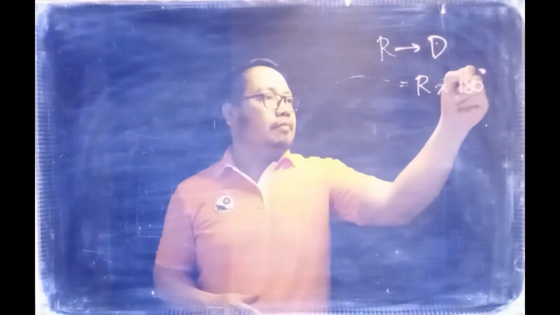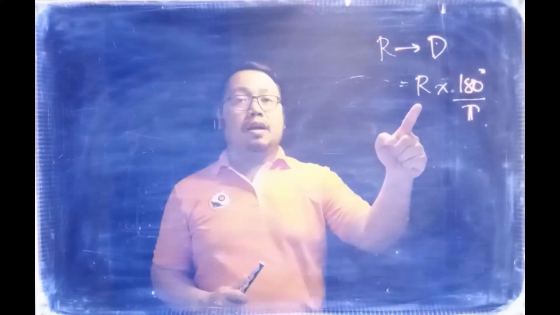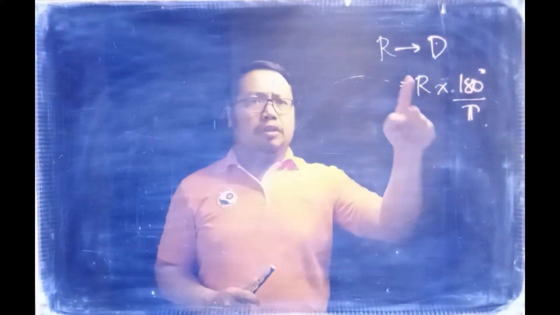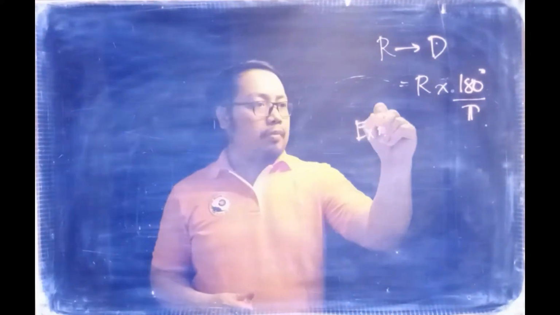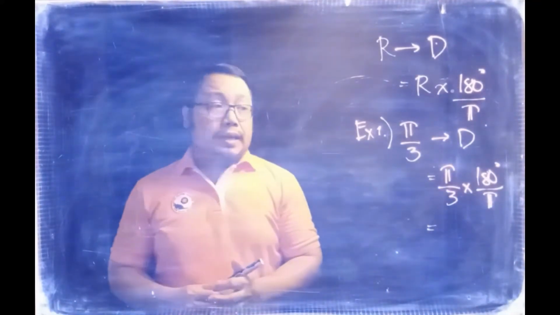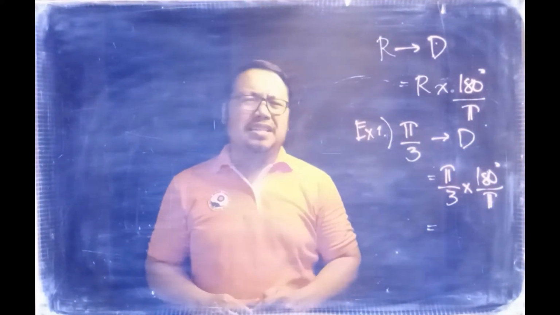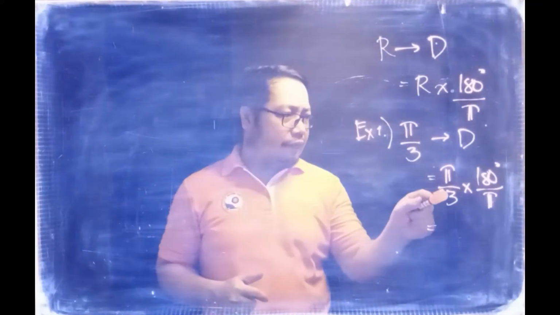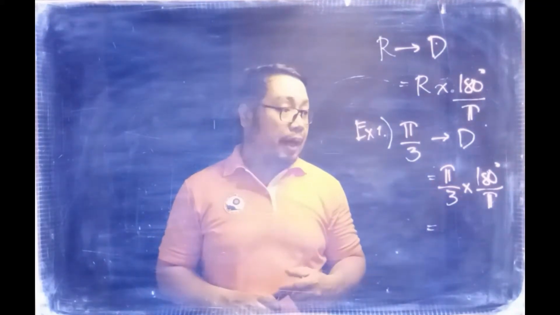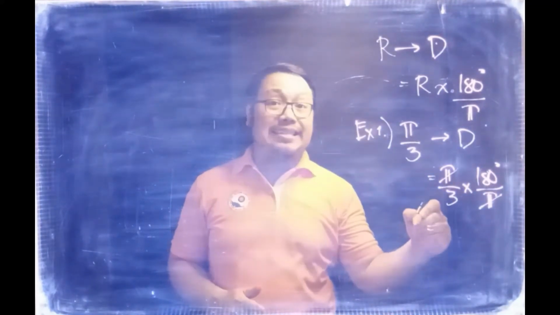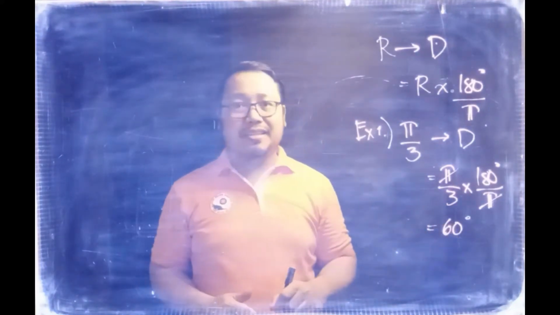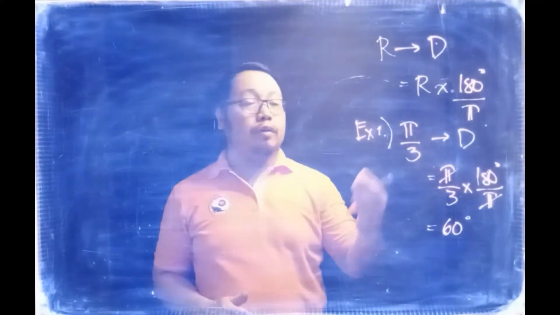This time, we are given a radian measure and find the degree measure. So given that the radian measure, to find the degree, you just need to multiply by 180 degrees over pi. So let's have the first example. Given pi over 3 radian, what is its degree measure? So that given, multiply by 180 over pi, pi cancels out. 180 degrees divided by 3 is 60 degrees. And that is the answer. That's the equivalent of pi over 3 radian.